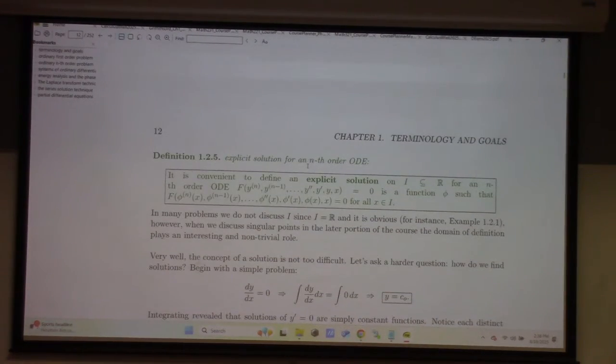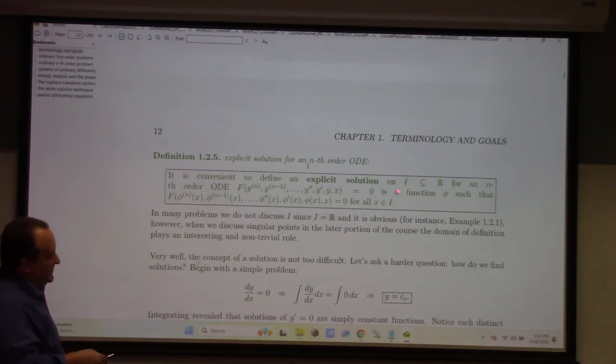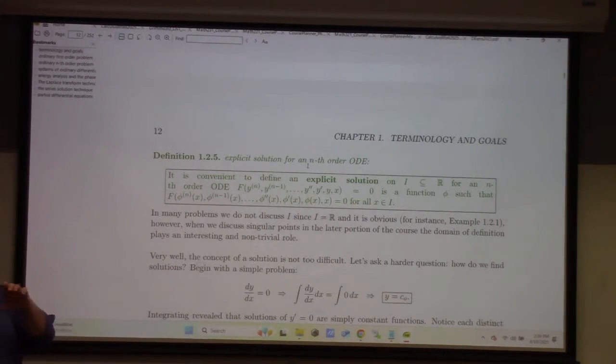So we should talk about solution versus explicit versus implicit. An explicit solution on a subset of the reals, this means an interval. An interval is just a connected set of real numbers, usually like an open interval or a closed interval, or it could go from 3 to infinity or from minus infinity to -2. You can draw it on the number line without lifting your pen, right? An interval.